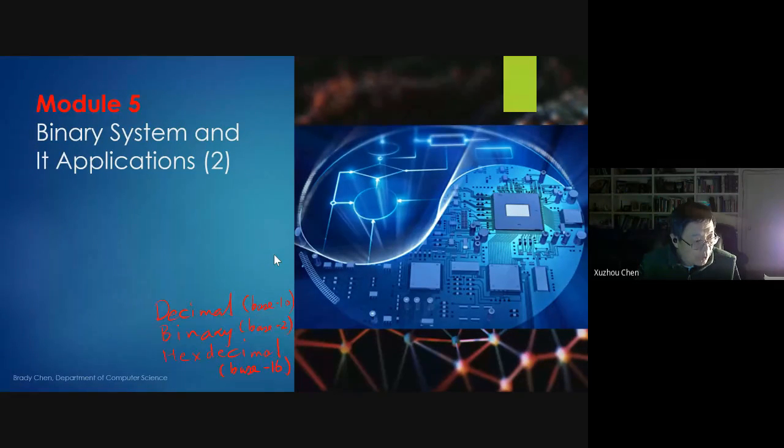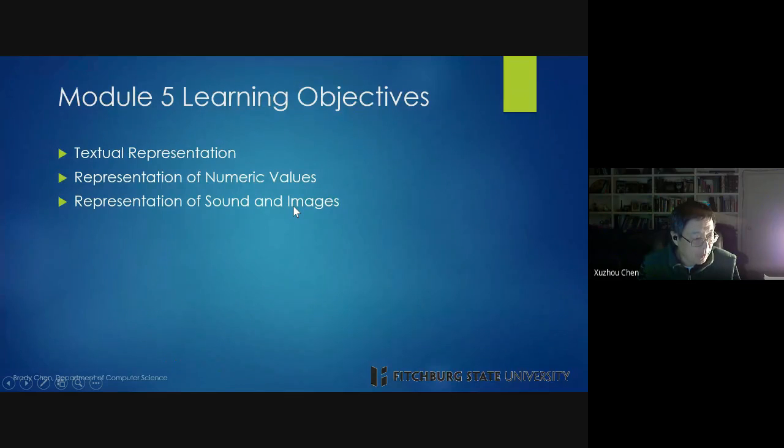Okay, so today we're gonna continue to talk about the binary system, and we're also gonna talk about how the computer system represents different data using the binary system. So we're basically gonna cover, the first one is textual representation. How does a computer system represent any text message and any kind of document that's written in English or in French or in any other kind of language? So it's a textual representation.